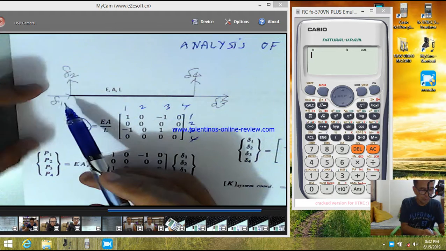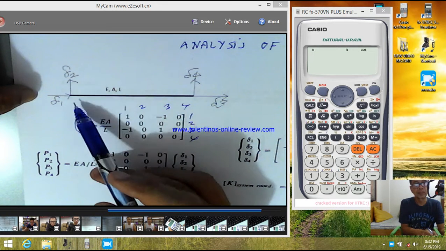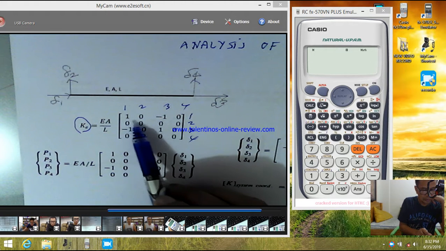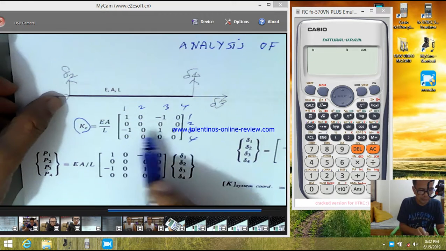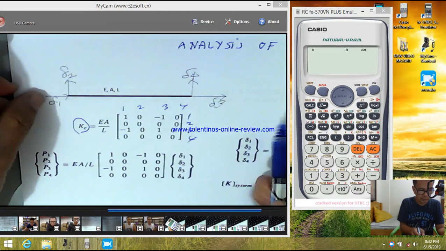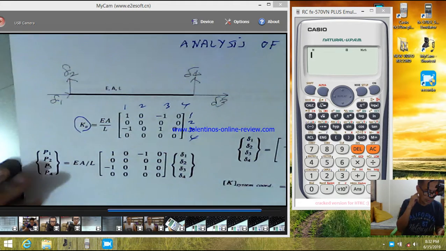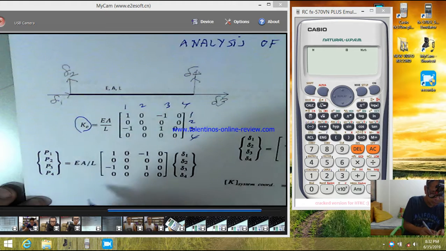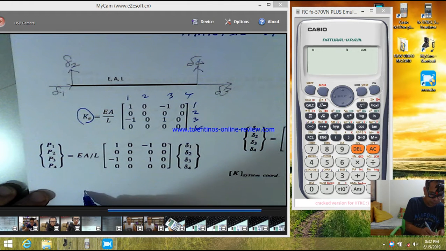So pag sinabing local, along and perpendicular doon sa line. So, look at the formula. Okay, 1, 0, negative 1, 0. Yung sa 2, di ba, wala naman sa 2. So 0 lahat yan. Sa 3, meron. Negative 1, 0, 1. Ito, negative 1, 0, 1. Sa 4, wala, kasi walang displacements ito. Ito yung K element. Now, our P now is equal to, ito yung P1, P2, P3, P4.